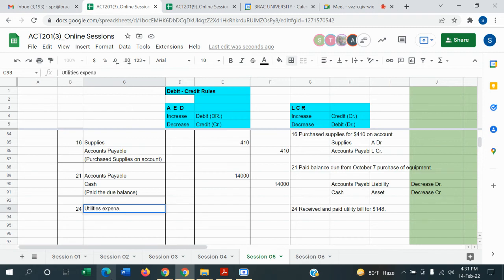Utilities expense is an expense, increase or decrease? Should increase. And cash decreases, asset decrease. So if expense increases, it should be debit or credit? Debit. That's why we will write down into the debit column. And cash, asset, you paid cash, so asset reduces. If asset reduces, it should be credit. 148. Explanation is very easy. Paid the utility bill or utility expense.